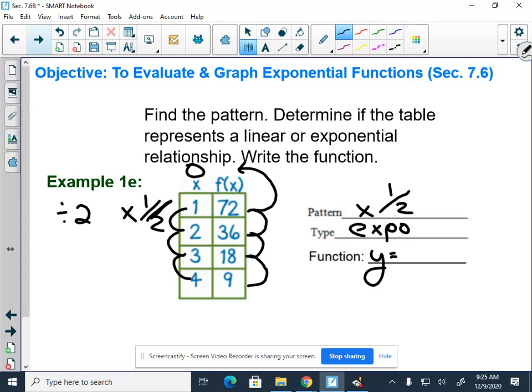All right. So the starting value, what's the starting value? What'd you get? It's not 72. It's going to be bigger. 144, yep. 144. Then times 1/2 to the x, which is the same as saying divide by 2. Times 1/2 is divide by 2.